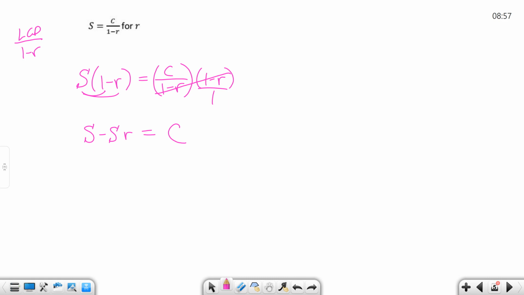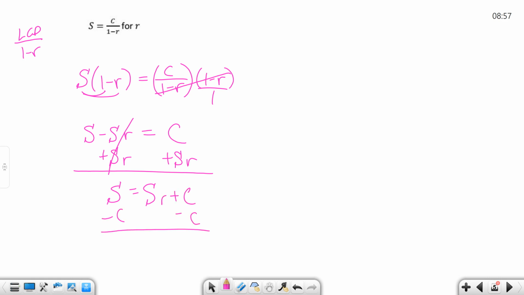This is one of those six of one, half a dozen of the other things where it doesn't matter, because half a dozen is 6, right? A 6 on one side, half a dozen on the other. That just means it doesn't really matter. So I'm going to add S r to both sides. So I'm going to do an extra step here. That cancels. S equals S r plus C, and then I'm going to subtract C from both sides. And that gives me S minus C equals S r.